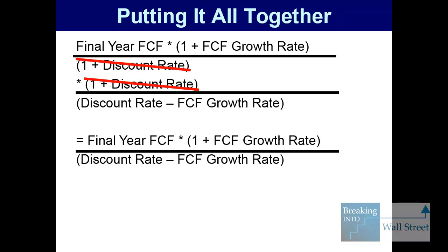We get to final year free cash flow times 1 plus the growth rate divided by the discount rate minus the growth rate at the bottom, and that is our familiar formula for terminal value as calculated with the Gordon growth method. And we're done.